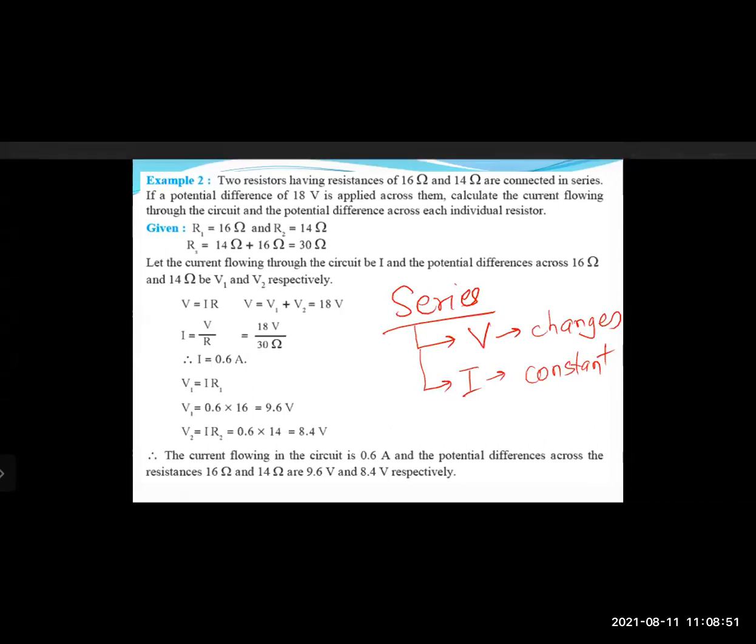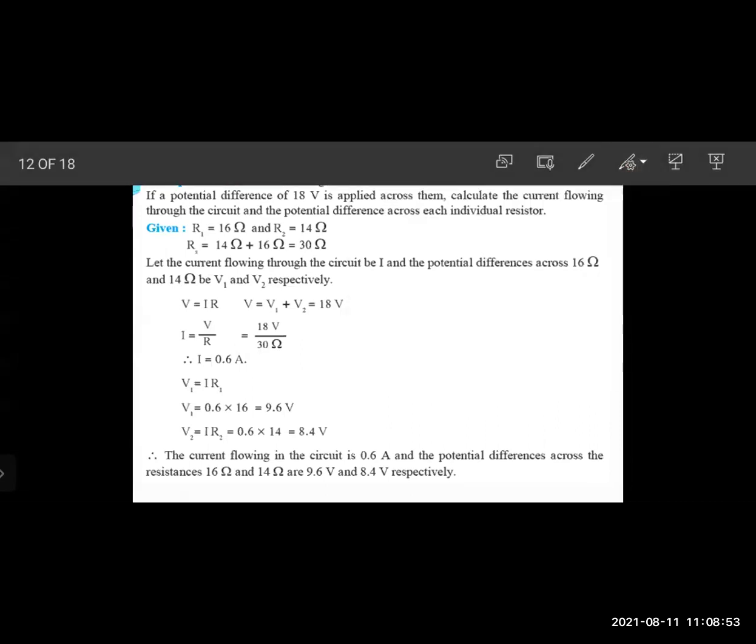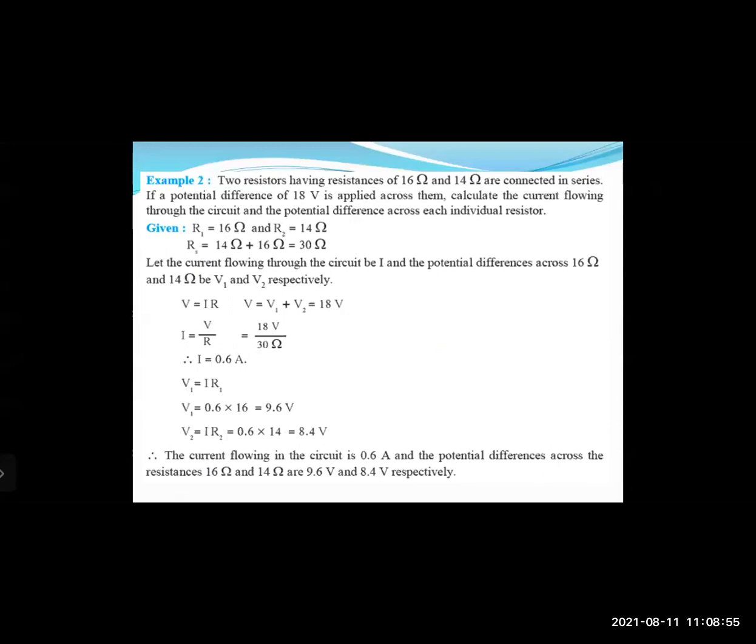Now, for a series combination, you need to remember that potential difference, voltage changes, and current I is constant. Right? That you need to remember. Okay? Fine. So we will write down first of all.